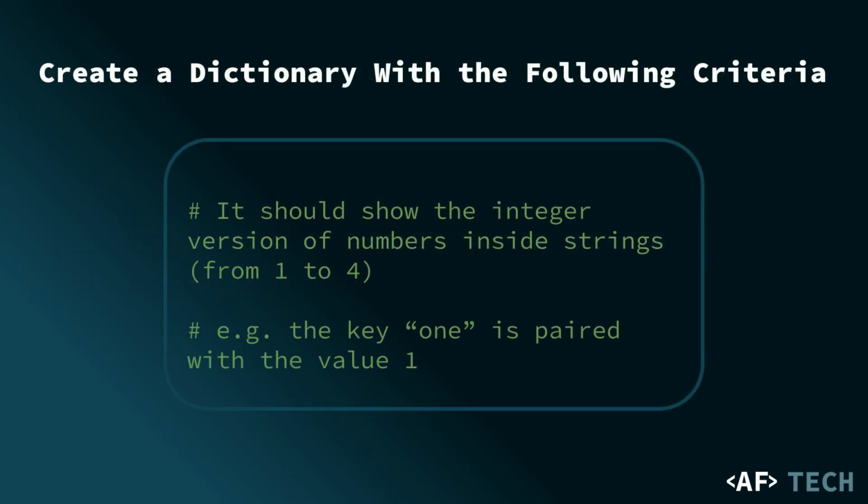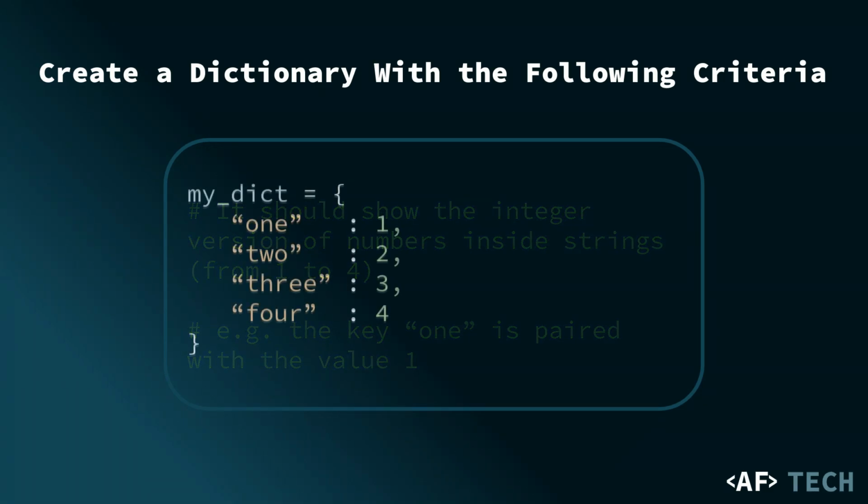Create a dictionary with the following criteria. Make a dictionary that has key-value pairs, and the keys are string versions of numbers. So for example, 1 would be O-N-E, and the values would be the integer version. So 1 would be paired with the integer 1. This should go up to 4. Okay, here we are with 1, 2, 3, and 4 with their respective integers.